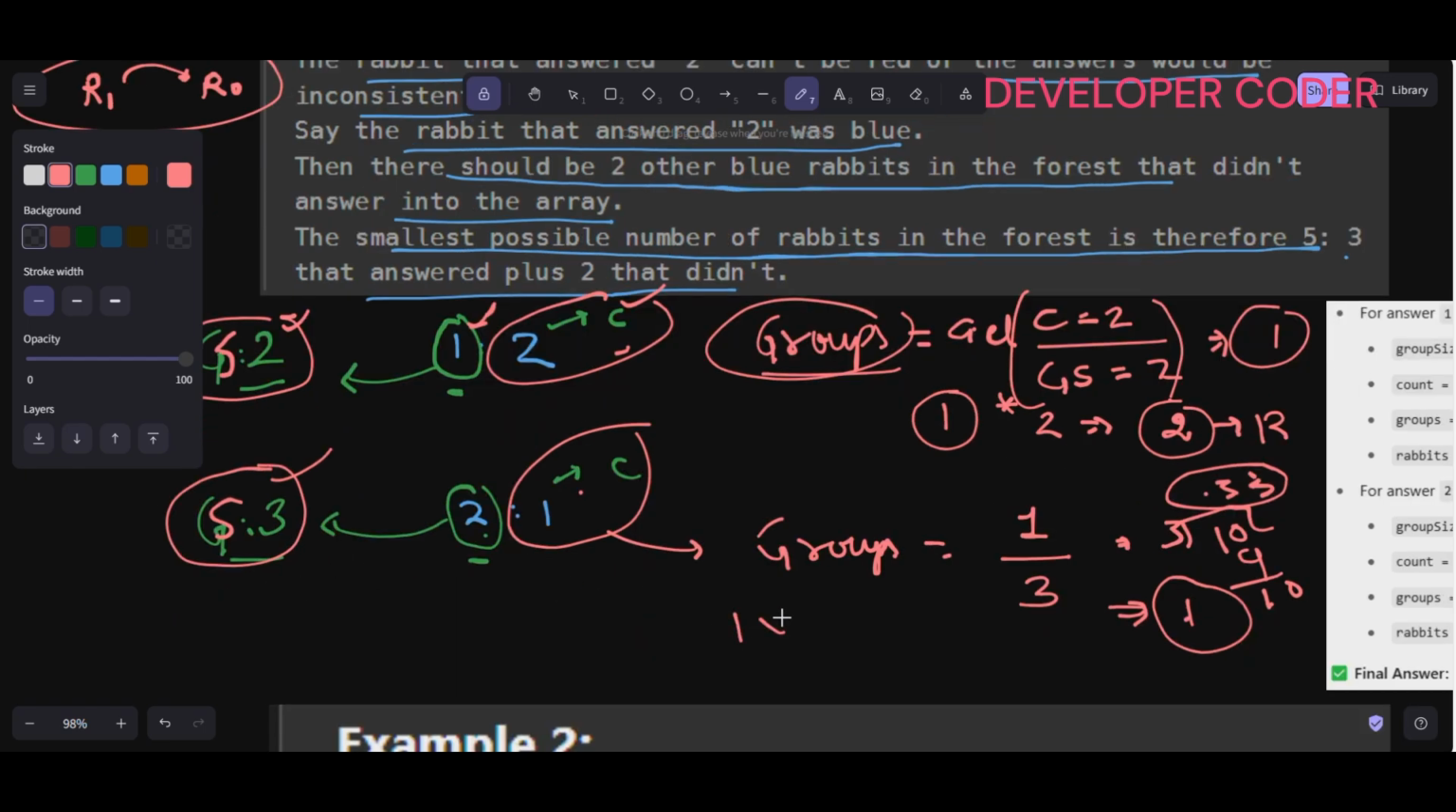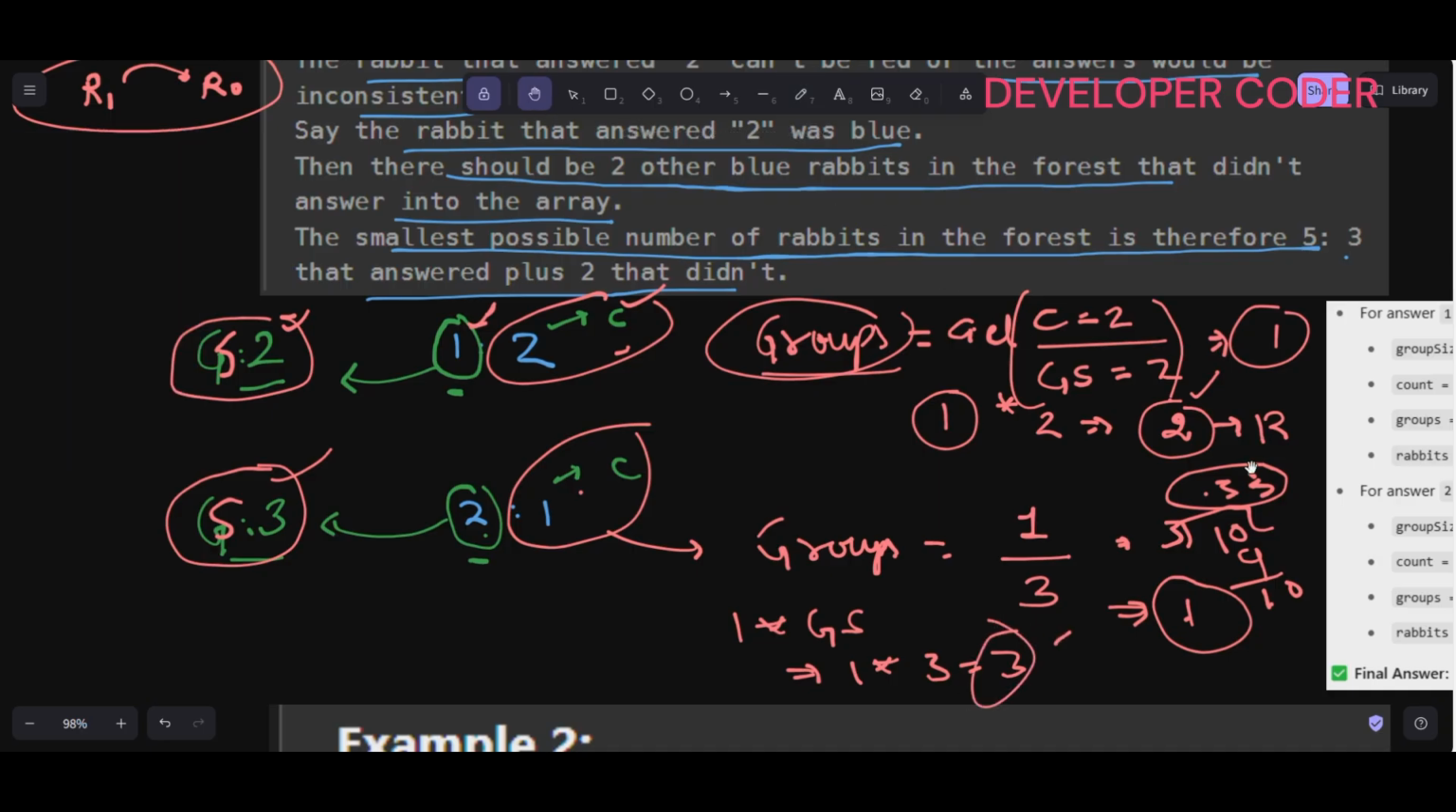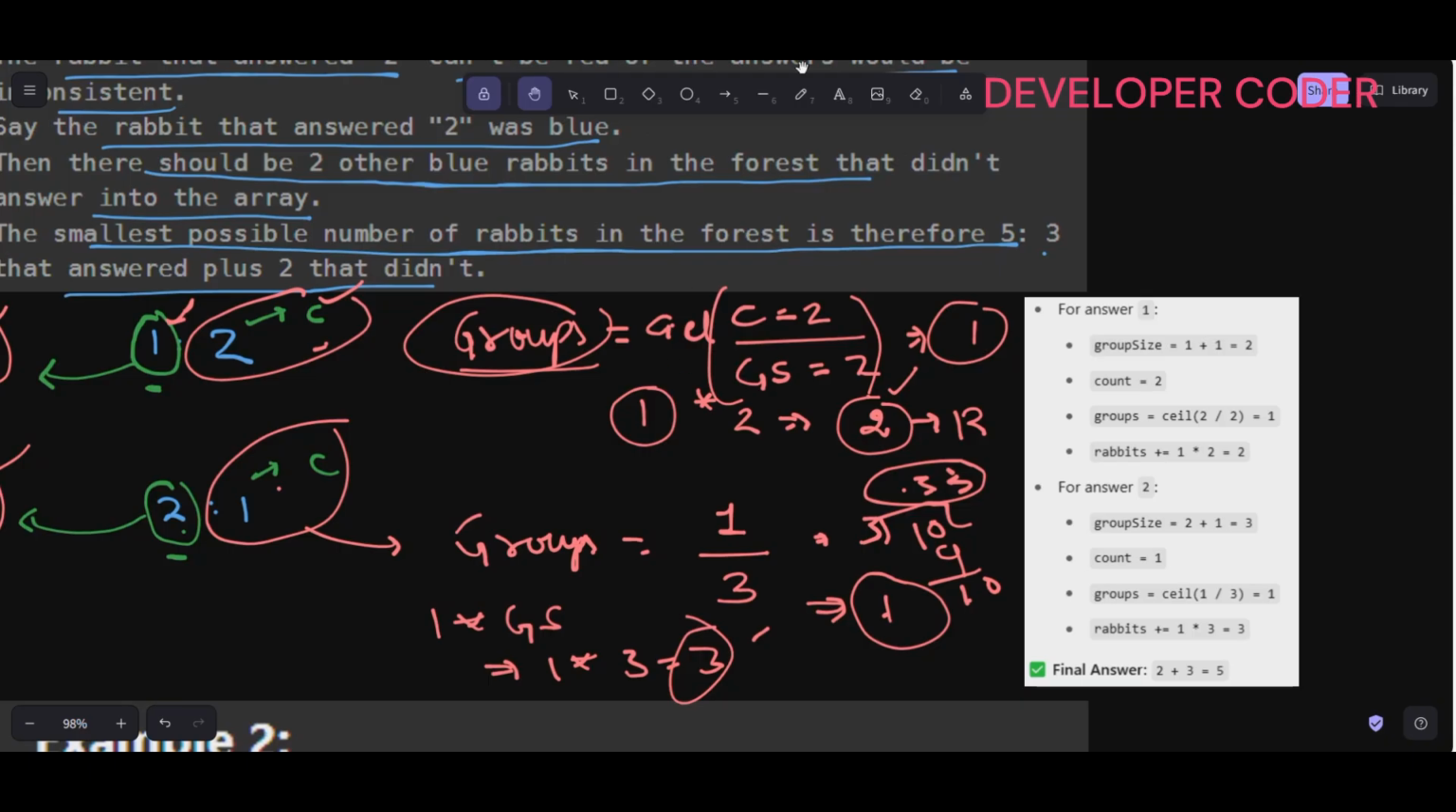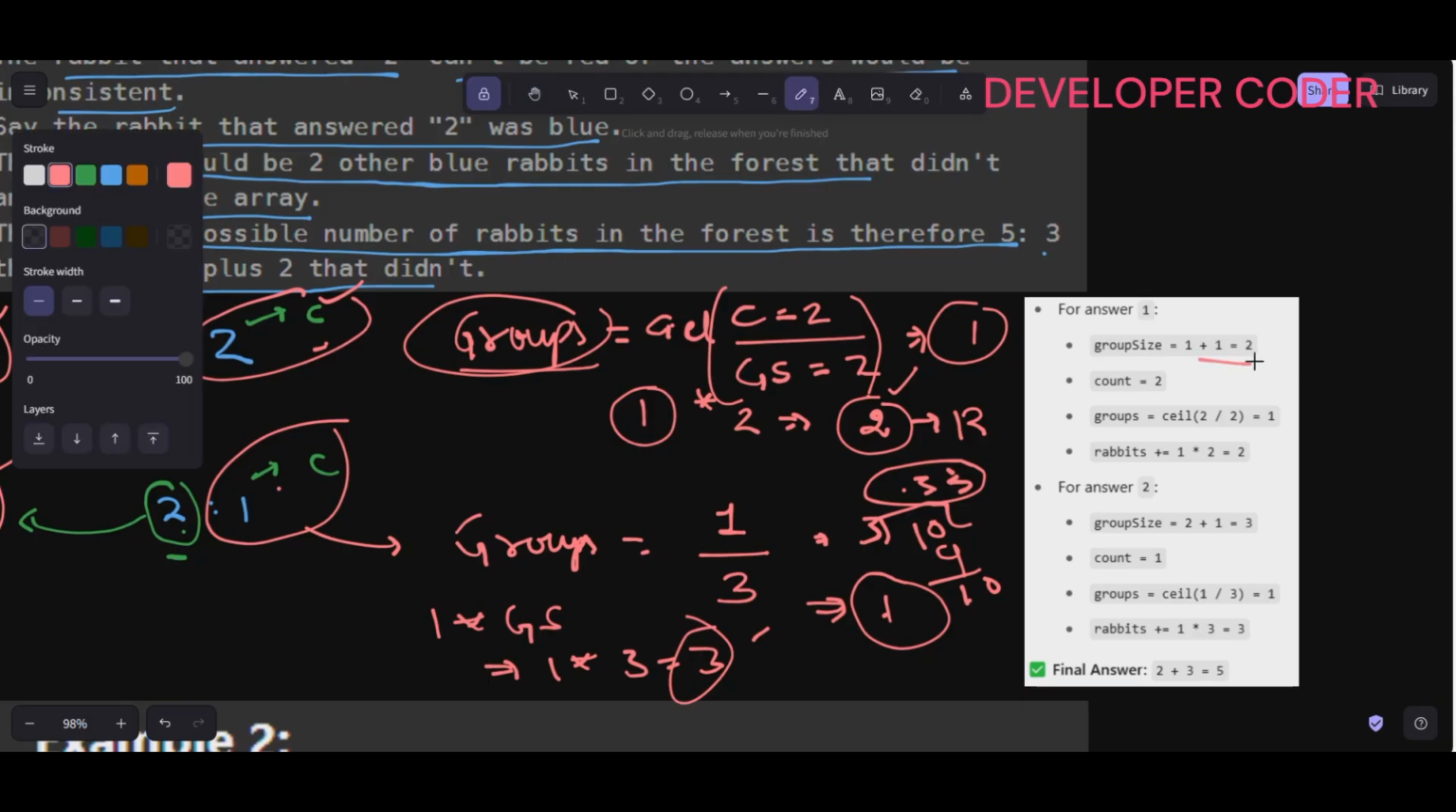So group size, 1 into group size, right now for this one is 1 into 3, 3. So here 2 rabbits, here 3 rabbits, so in total 5. Okay, so now if you want to see the answer, you can see here. See, group size in first case 2.